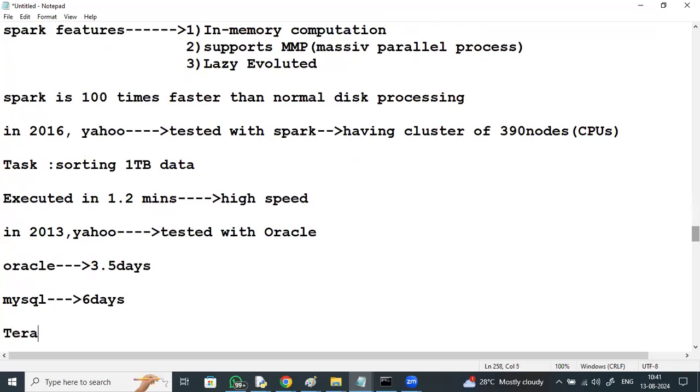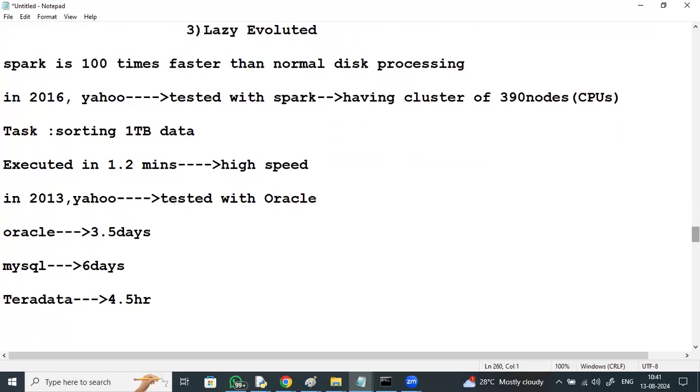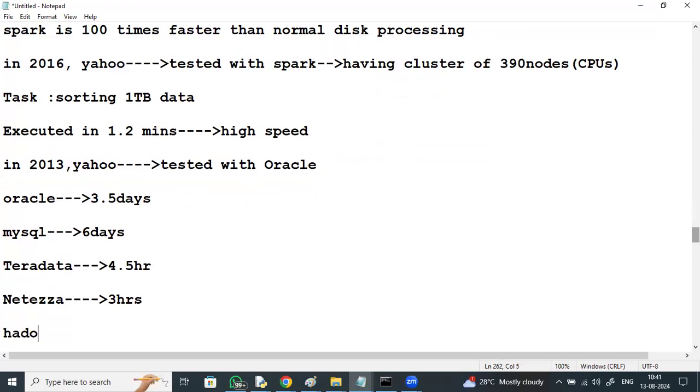Teradata, a specialized database used for data warehouse, right? Teradata has just taken 4.5 hours. Netezza, it is also one of the databases used for data warehouse. It has taken 3 hours. Finally, Hadoop has just taken 4.2 minutes.